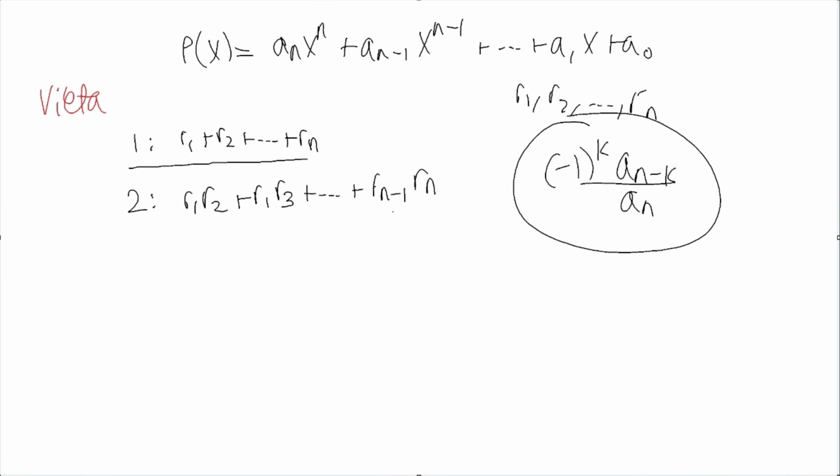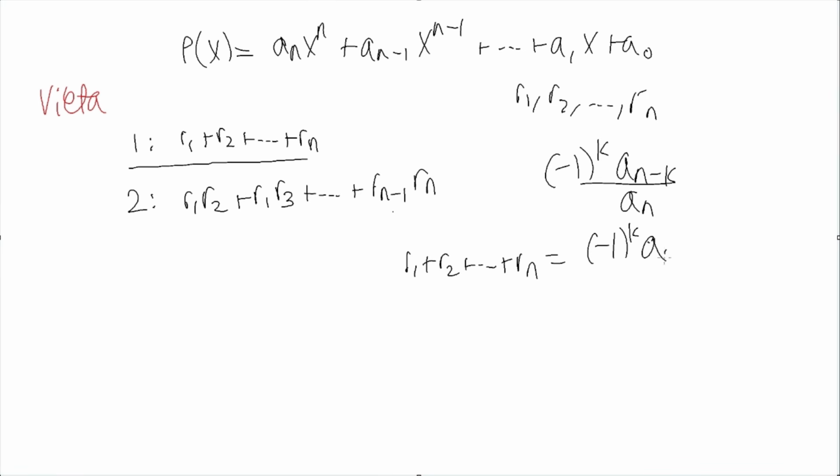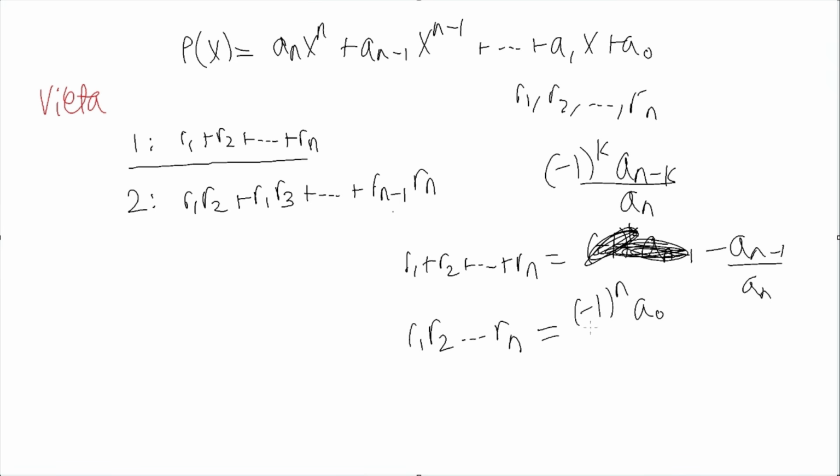Anyhow, this is the elementary symmetric polynomial, and what Vieta's formulas tell us is that it is equal to this. And some particularly useful ones are that r1 plus r2 plus all the way to plus rn is equal to negative a_(n-1) over a_n. And then r1r2 all the way to rn, which is the product, is (negative 1) to the n, a0 over a_n. So this is basically Vieta's formulas.